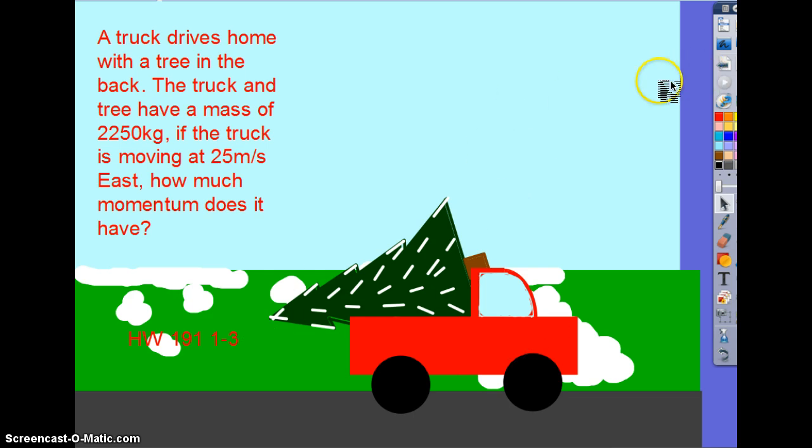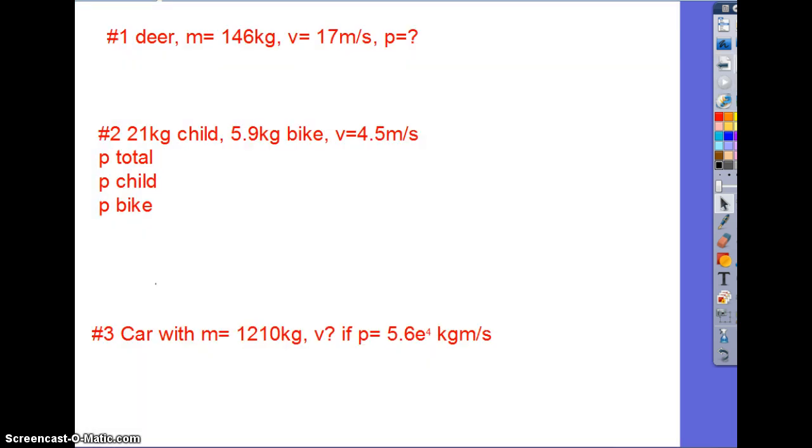Now we're going to move forward with the notes, though. There is a video on the 191 homework already. So moving on with the notes.